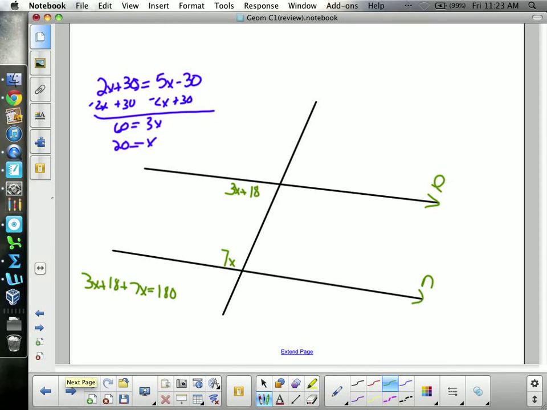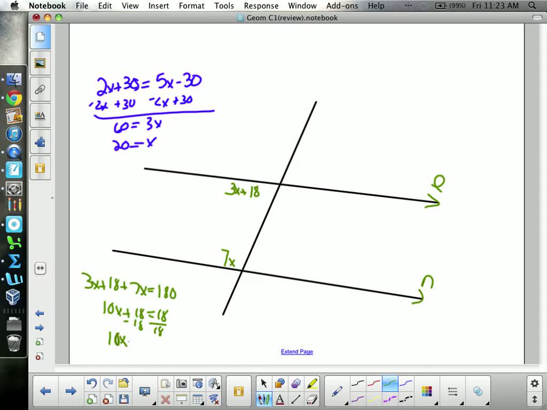Is that correct? Why? What kind of angle pair do we have there? Consecutive interior, which means they have to be... What do they have to add up to? 180. Consecutive interiors have to be supplementary. Now we have a little algebra to do. 3x and 7x is 10x plus 18 is 180.